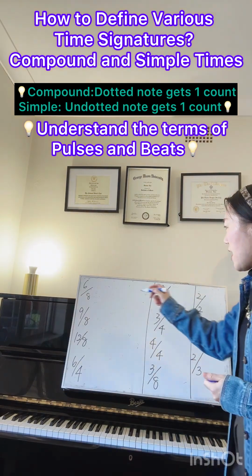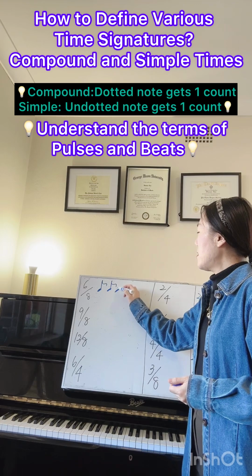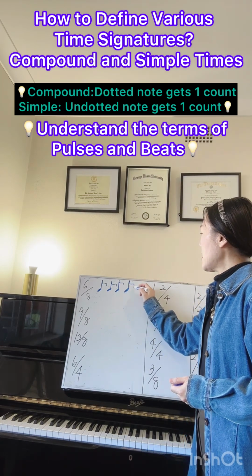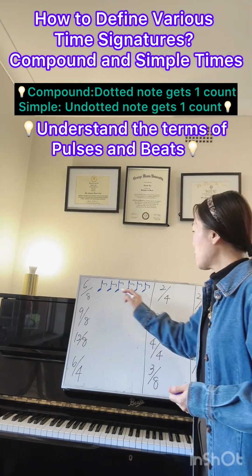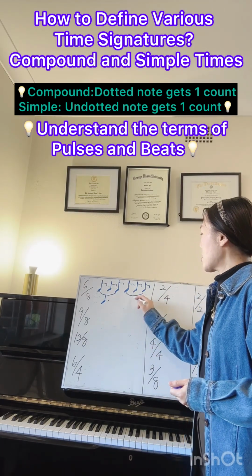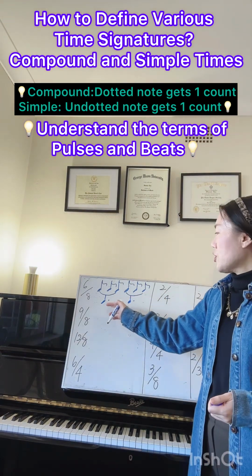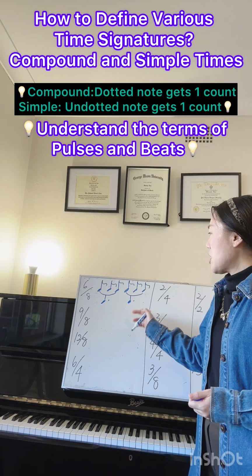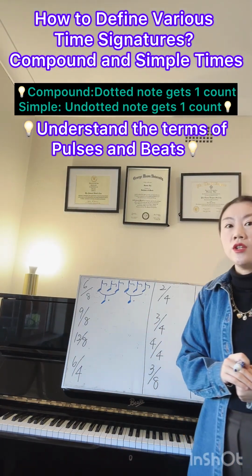Alright, so let's try to define those time signatures and also how the accent occurs in these various time signatures. 6/8 basically means 6 quaver pulses in each measure. When we define by the beats, we group 3 quavers into one dotted crotchet. So the definition of 6/8 is 2 dotted crotchet beats in each measure. All right, so that's compound duple.